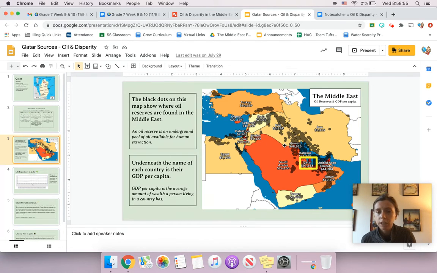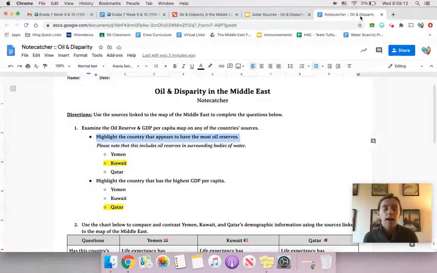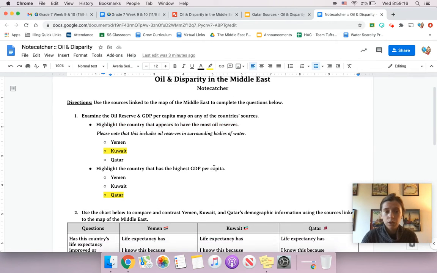So Kuwait's GDP per capita is $48,926. Qatar's is $97,518, and Yemen's is $1,408. The highest out of those 3 is Qatar. So as you can see right here on my note catcher, I highlighted Qatar. So that's how you do the first 2.